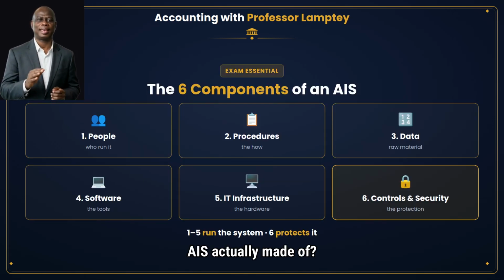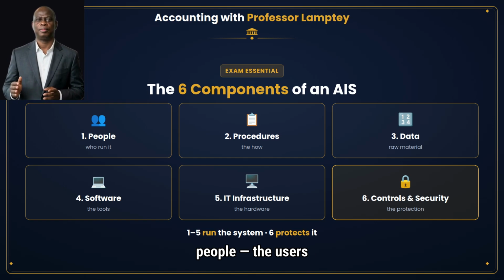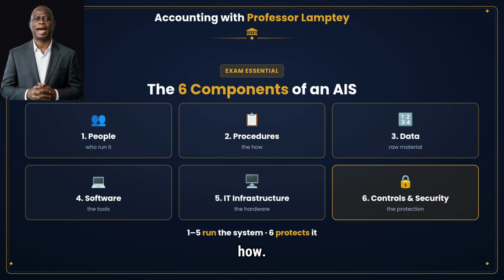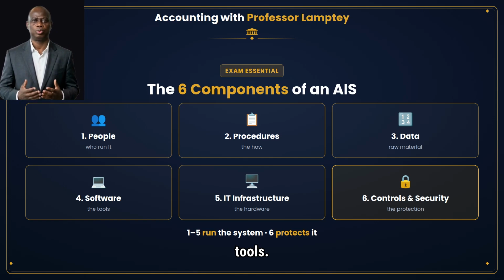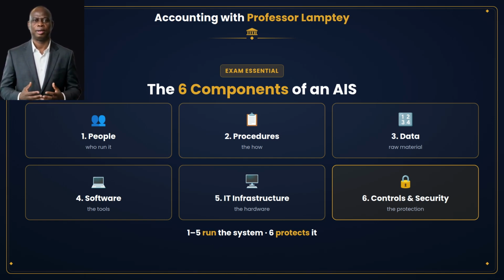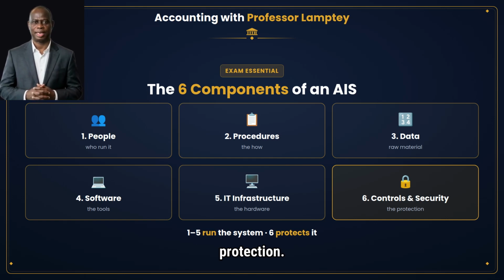So what is an AIS actually made of? 6 components, so learn them cold. 1. People, the users who run it. 2. Procedures, the how. 3. Data, the raw material. 4. Software, the tools. 5. IT infrastructure, the hardware. And 6. Internal controls and security, the protection.